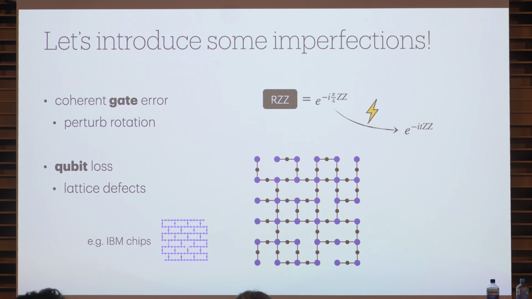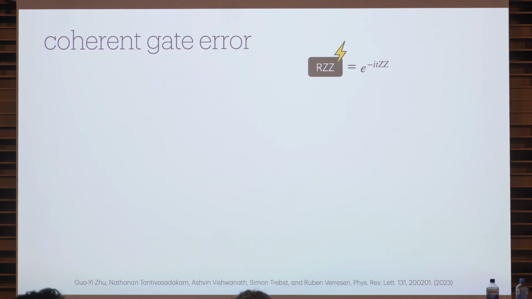So now let's look at these two imperfection sources, coherent gate error and qubit loss, separately. This coherent gate error was already studied before in this paper by Gouilly and Simon. So in the next few slides, I will give you a short recap of the most important results.